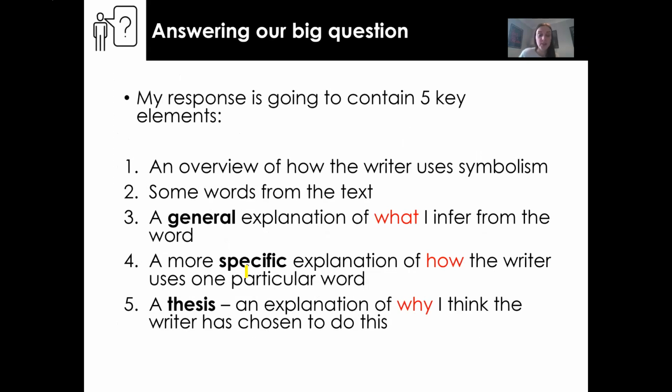Okay, let's have a look at the big question. Your response needs to contain 5 ideas. Step 1, we're going to give an overview of how the writer uses symbolism. Step 2, we'll be using some words from the text. Step 3, we'll give a very general explanation of what we can infer from a word or a phrase. Step 4 will be more specific, how the writer has chosen to use this word. And step 5 will give an explanation of why we think the writer may have chosen to do this. Let me model an example first.